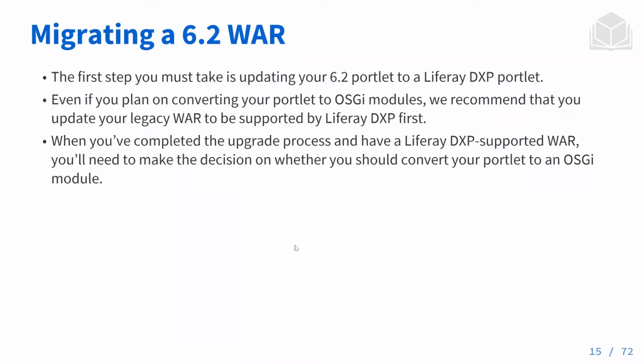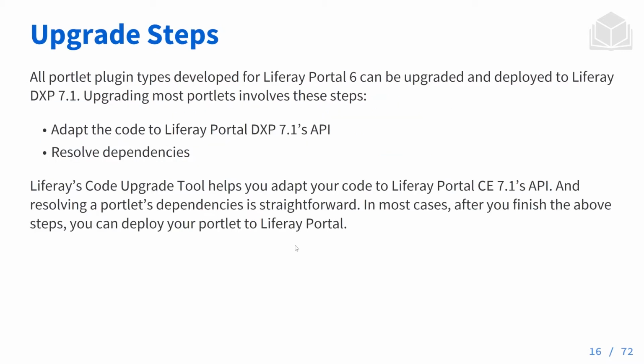So we want to first get the portlet upgraded to Liferay DXP, get it working as a war, and then we'll convert later if we want. So what do the upgrade steps look like? Just as we discussed previously, we're going to first update our code to adhere to all of the API changes, all of the property changes, and so on.